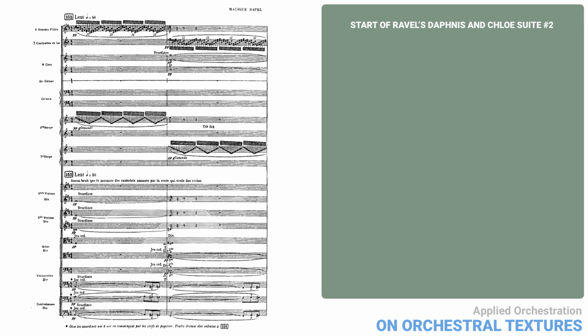Now let's look at the start of Ravel's Daphnis and Chloe, Suite number 2. This music is meant to describe the break of day. Ravel is perhaps the greatest orchestrator of all time, as we will see from the extreme refinement and subtlety of his texture.